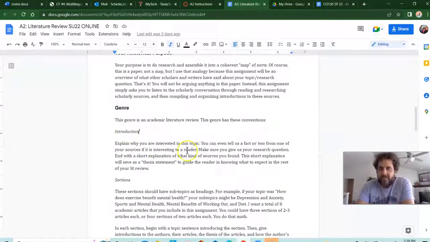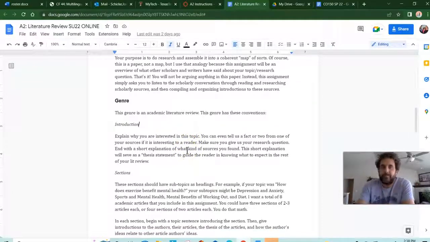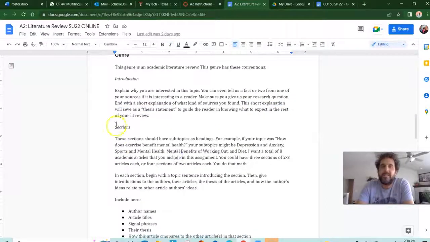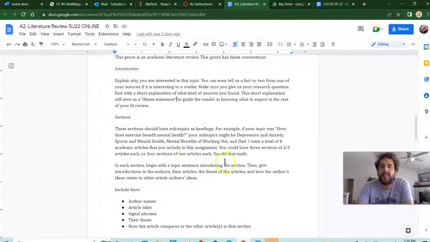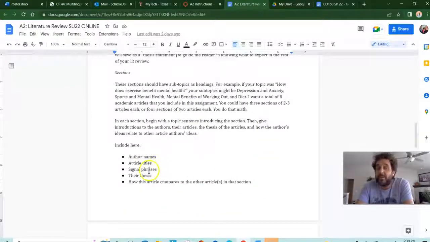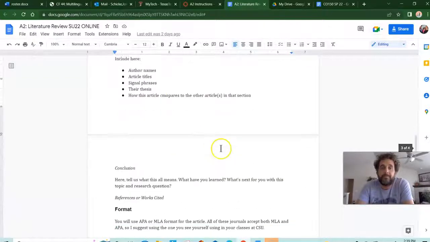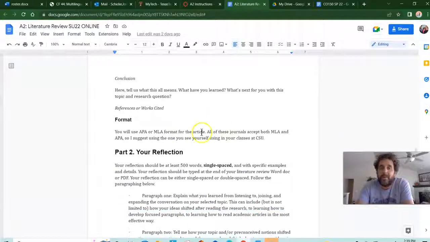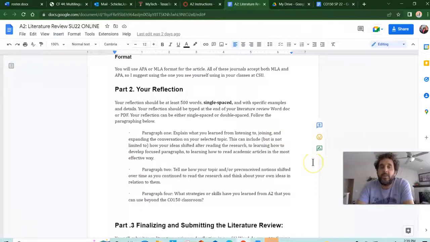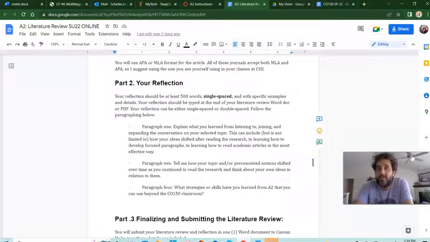So here, your introduction, like remember I put that in yellow. A short explanation of what you found, remember I put that in green, so that's kind of your thesis statement. And then sections and subheadings. And then author names, signal phrases, which I highlighted in blue. Use MLA or APA.